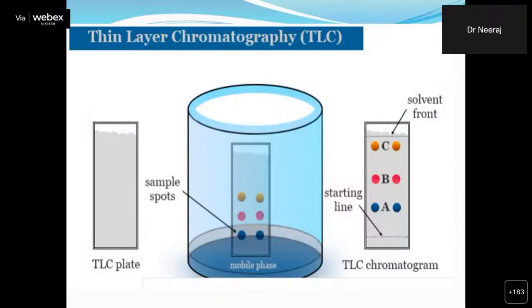This is the thin layer chromatography. Again, a TLC plate is there like that. This is the advanced version. You can see the same process: A, B, C. Same TLC chromatograph. A is early stain, then C is late stain. So definitely, what solvent? If I say A is polar, then definitely the solvent will be non-polar. So you can see the interpretation by this.